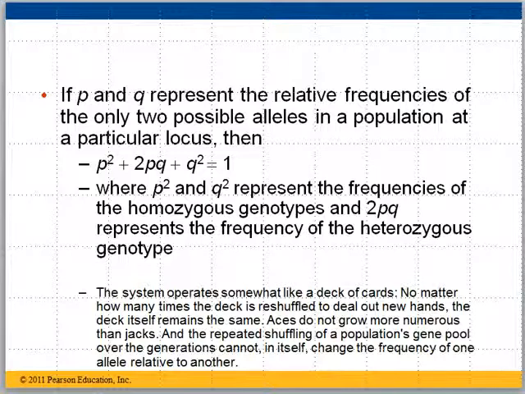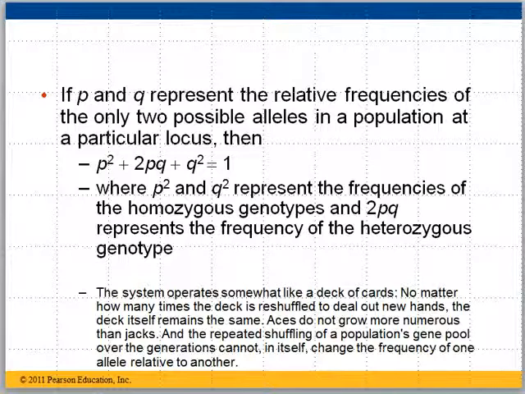You will always only have 4 aces and always only have the 4 jacks, and repeated shuffling of the population's gene pool does the same thing. It doesn't, in and of itself, change the frequency of one allele relative to another. So if you're at Hardy-Weinberg equilibrium, the frequency of any particular allele stays constant. All you're doing is reshuffling the cards and mixing those alleles around, but you're not changing the relative frequency of any one allele.